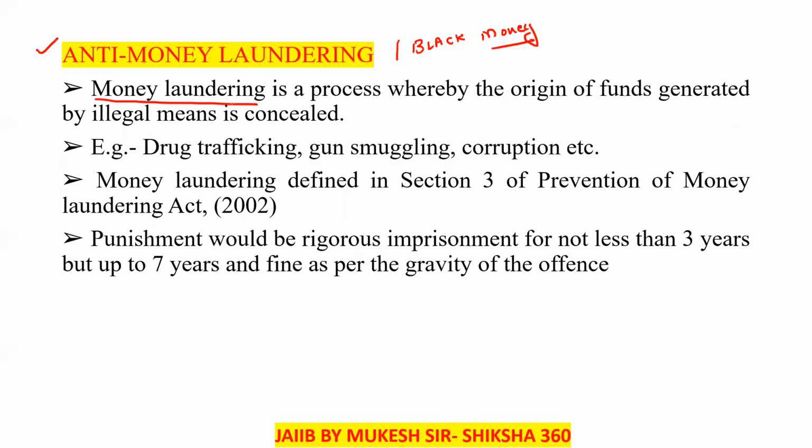So what is money laundering? Money laundering is a process whereby the origin of funds generated by illegal means is concealed. Examples are drug trafficking, gun smuggling, corruption, etc. And black money we can say is money on which tax is not paid. It is taxable, but we are making it in a way that it does not come under tax.